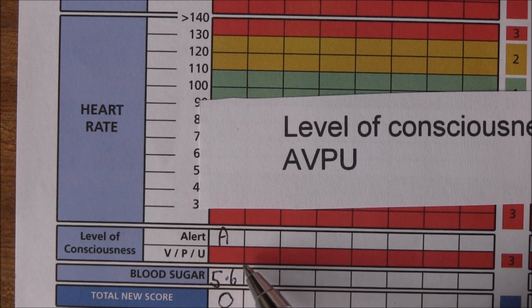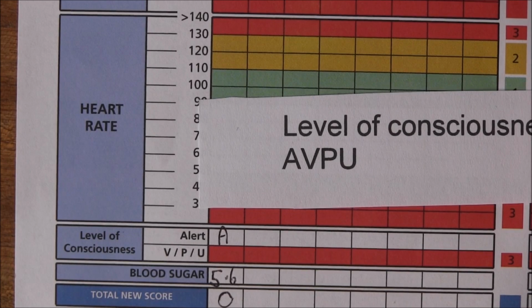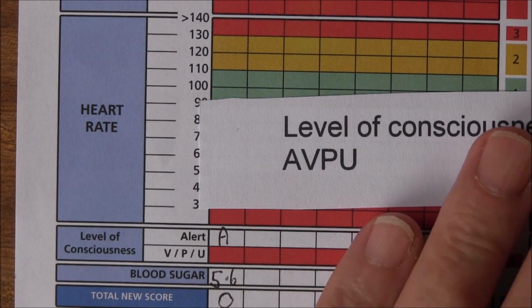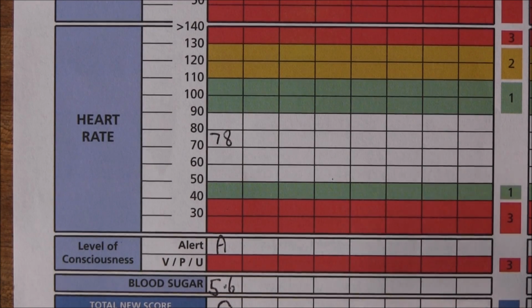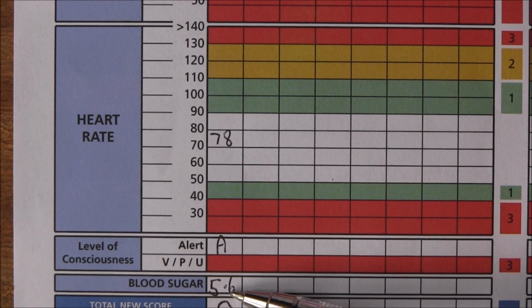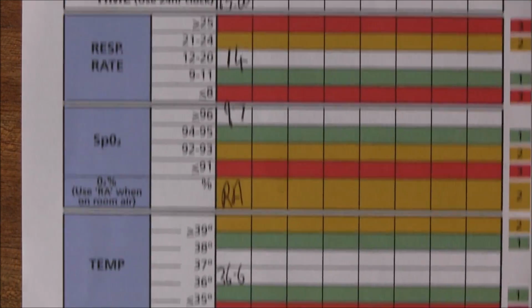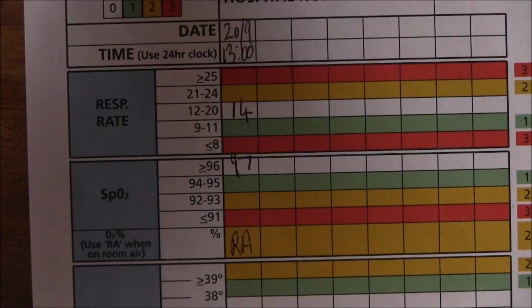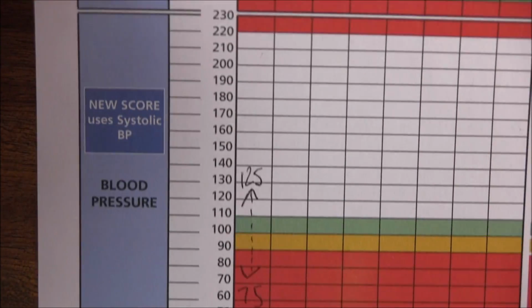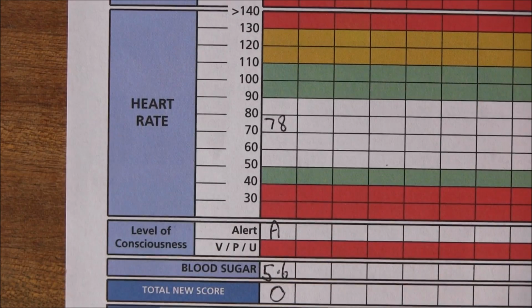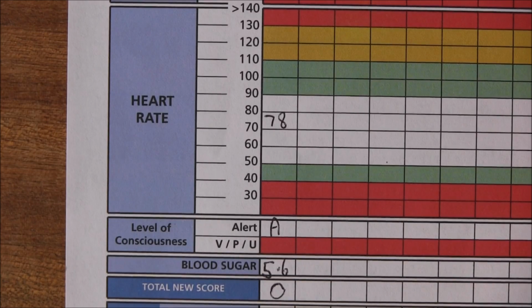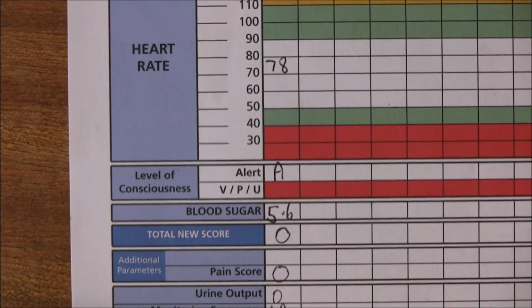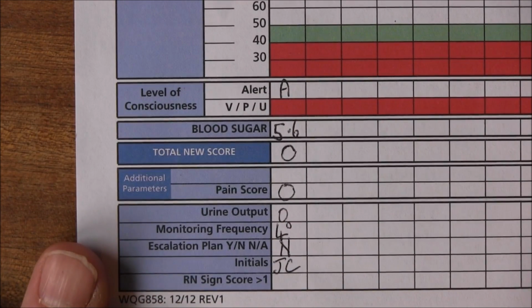So anything that lowers the level of consciousness, and again there's a long list of things that can lower level of consciousness. Now, blood sugar does not count towards the numbers, but it's still a good thing to take from time to time. So there we've looked at respiratory rate, oxygen saturations, temperature, blood pressure, heart rate, and level of alertness as the NEWS criteria, thinking about what could possibly cause higher and lower levels than we would normally expect to see.